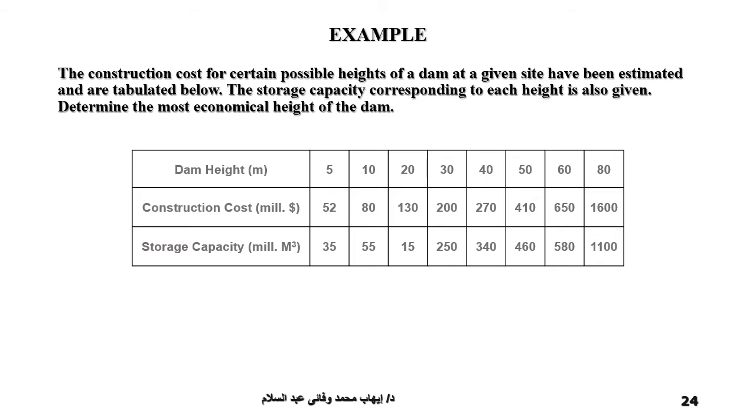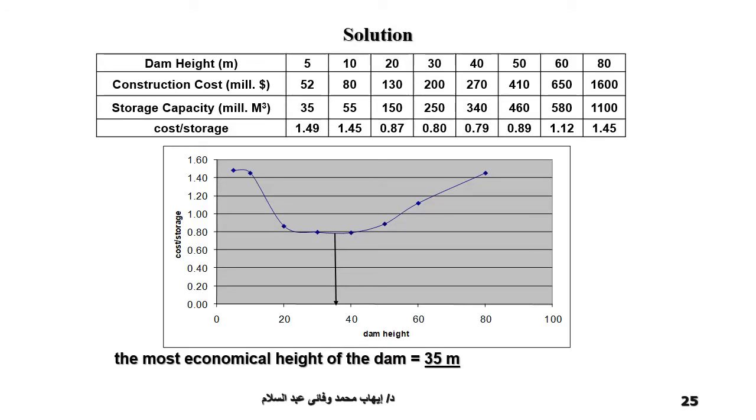Example: the construction cost for certain possible heights of a dam at a given site have been estimated and are tabulated below. The storage capacity corresponding to each height is also given. Determine the most economical height of the dam. There is a table including dam height, construction costs, with storage capacity. Okay. Cost over storage in the table, then draw the relation between cost over storage and dam height. The minimum, or the most economical height of the dam, equals 35 meters.